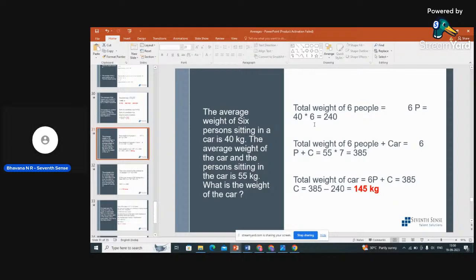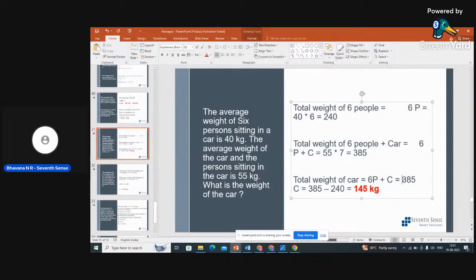So then what is the weight of the car? We don't know the weight of the car, just what they have given. The question is, the total weight of the 6 people and the car is 385. So here we only sorted, it's 385. Now the total weight of the car is equal to 6 persons plus one car. So that is equal to 385, right? 385. So here we substitute the values.